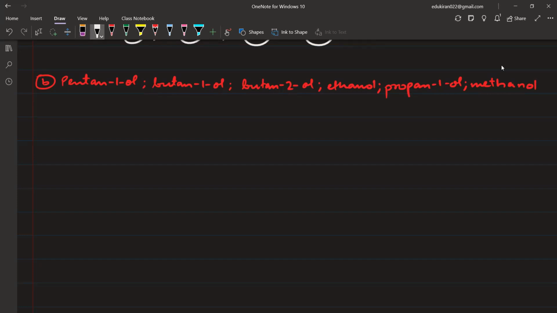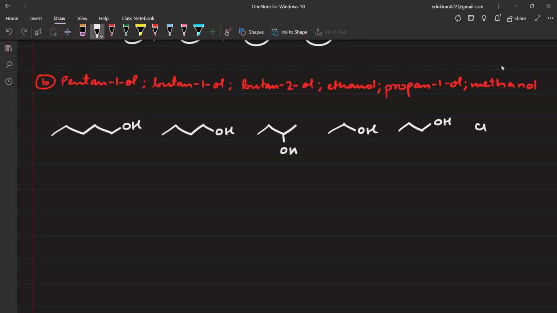Now in pentanol, Deborah, I see that you don't write the OHs. Things are fine, but you forget to write OHs. Pentanol means 5 carbon atoms, 1, 2, 3, 4, 5, and then OH. Butan-1-ol will be 4 carbon atoms and then OH. Butan-2-ol, 4 carbon atoms and then OH. Ethanol will be 2 carbon atoms with OH. Propanol will be 3 carbon atoms with OH, and methanol will be CH3OH.